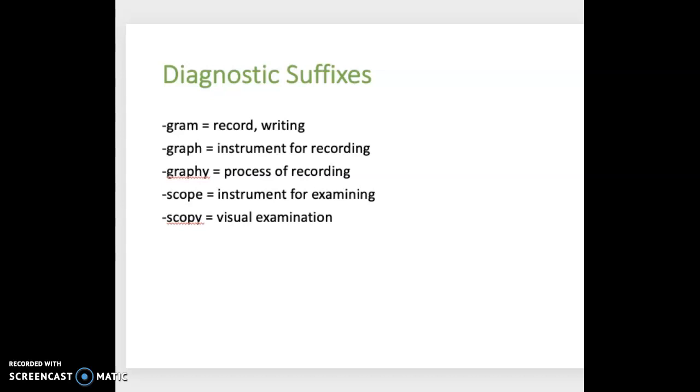Diagnostic suffixes. So here again are very commonly used ones. An example would be an electrocardiogram. So you start to define that word, you start with the end. Gram is a record. So this is a record of, and then remember, we go to the beginning of the word, electro, that means electrical activity, and then cardio means heart. So it's a record of the electrical activity of the heart.